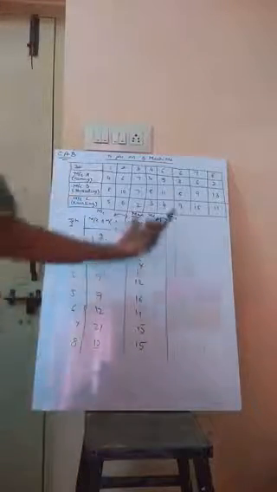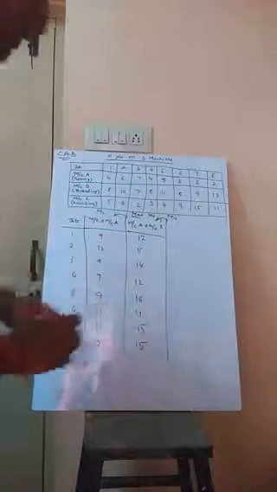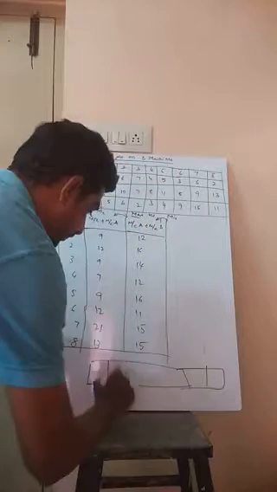Now we have brought these 3 columns down to 2 columns, and whatever method we used in n jobs on 2 machines will be applied for finding out the sequence of these jobs.